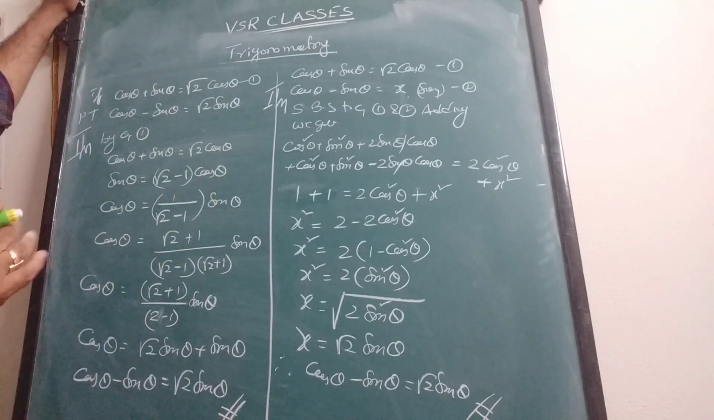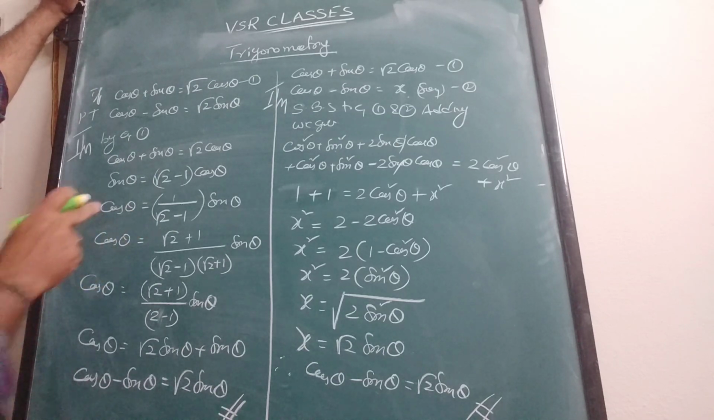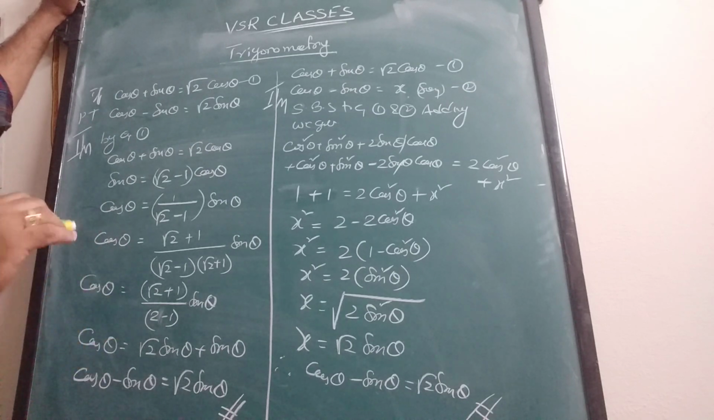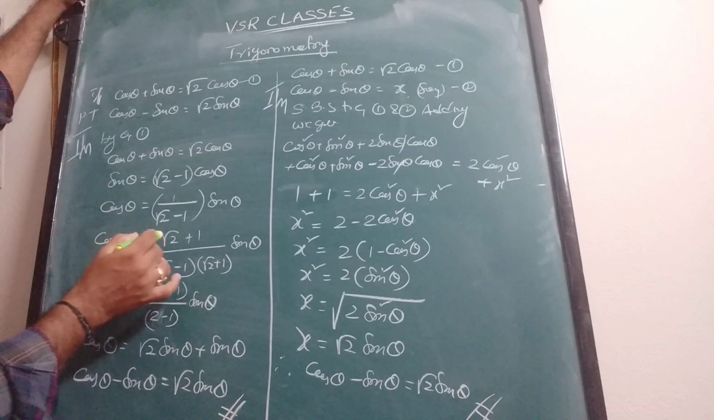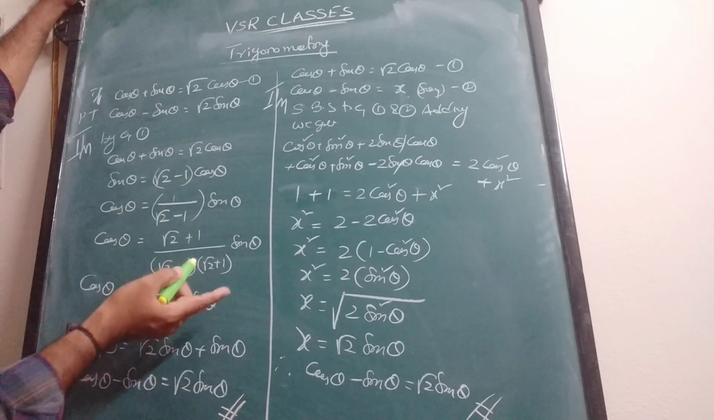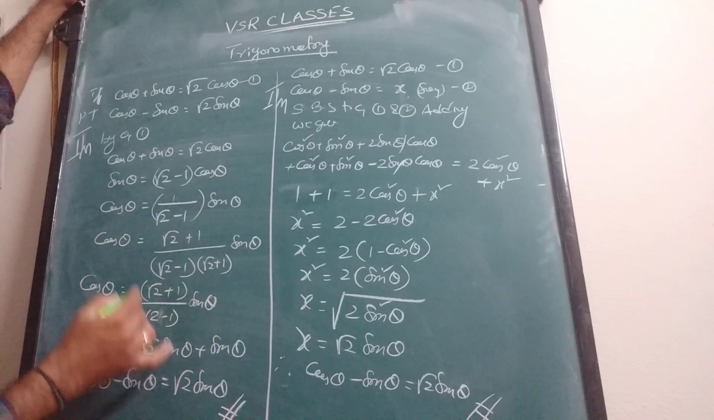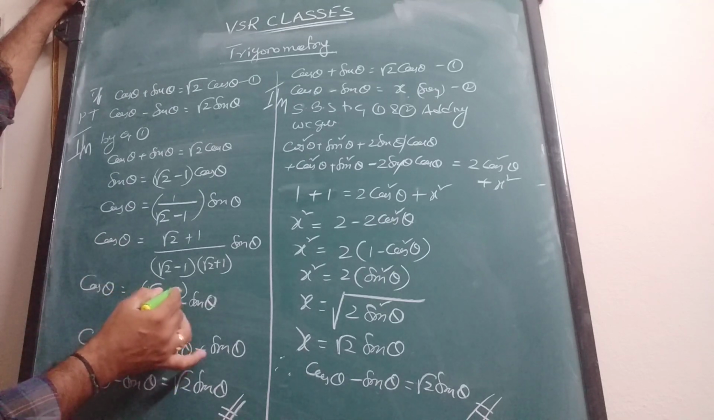Now here, we have to take the rationalizing factor of the denominator. What is the rationalizing factor for the denominator? Root 2 minus 1 is there, so the rationalizing factor will be root 2 plus 1. So for root 2 plus 1, you have to divide and multiply: root 2 plus 1 by root 2 plus 1. Using a plus b into a minus b, the denominator will be root 2 whole square minus 1 square, that is 2 minus 1, giving root 2 plus 1 into sin theta.